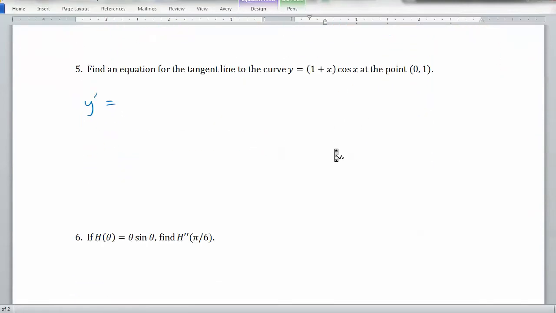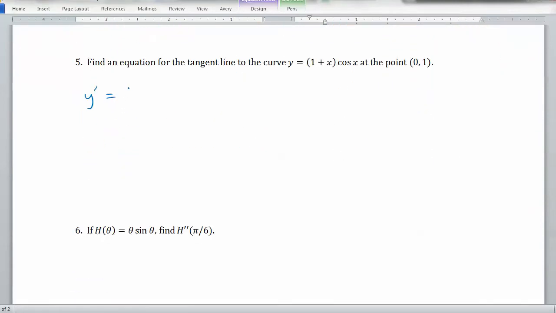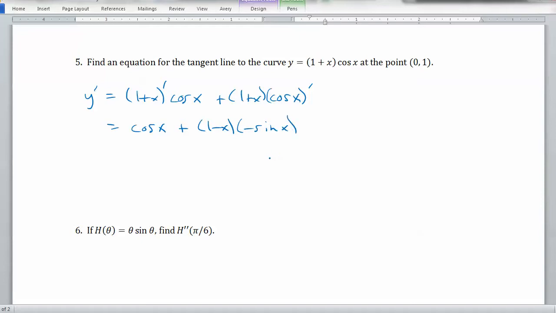I think the way I typically did this in Calc 1 was just to write the original function twice with a plus sign in the middle. And then the first time I'll take the derivative of the first thing, and then the second time I'll take the derivative of the second thing, of cosine. Okay, so the derivative of this is just 0 plus 1, so it's 1. So that is just 1 times cosine x. And then I have the 1 plus x, and the derivative of cosine is negative sine x. So there's my derivative.